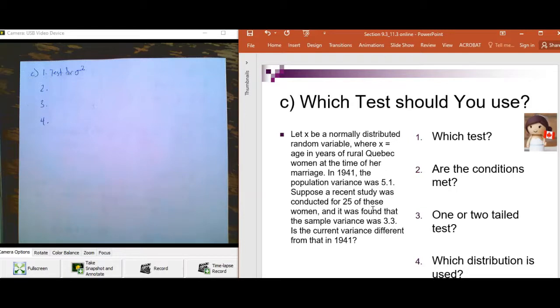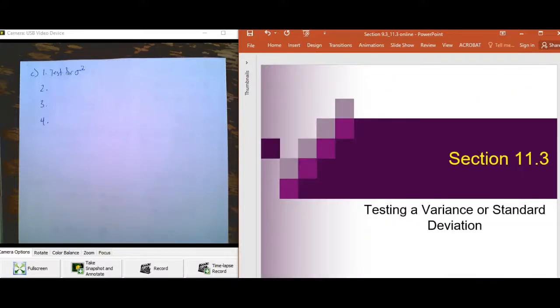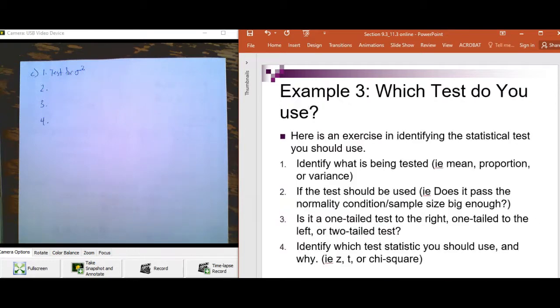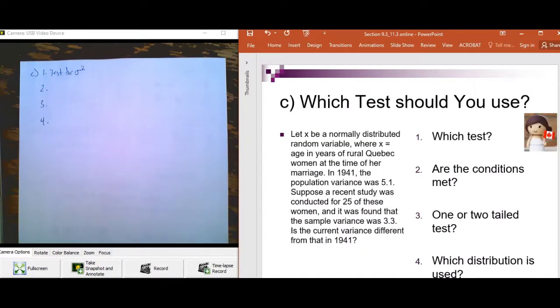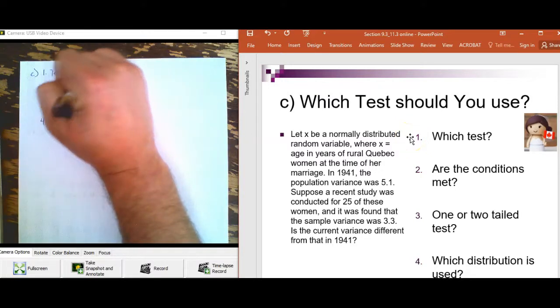Are the conditions met? What were the conditions for that test? Let's go back a little bit. The only condition that we need is a normal population. So we need to know if the population is normally distributed. Is X normally distributed? Yes, X is normal.